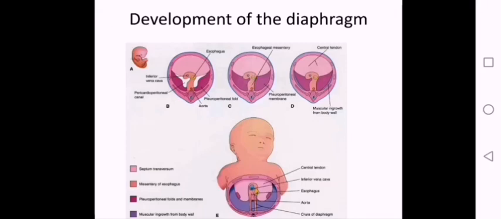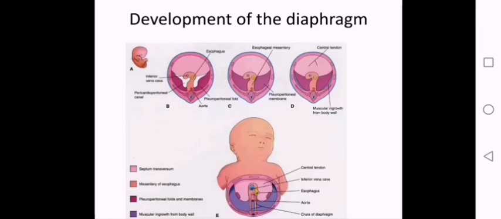So what are the pleuroperitoneal membranes? They are folds. These folds appear on the inside of the thoracic wall, and these folds gradually separate the peritoneal canal, or the peritoneal space, from the pericardio-peritoneal canal.